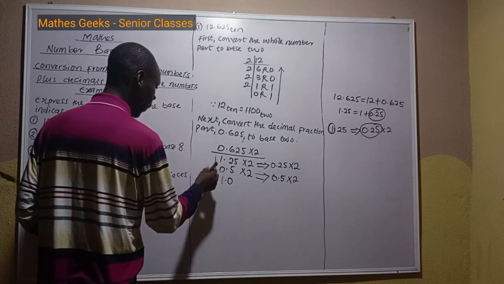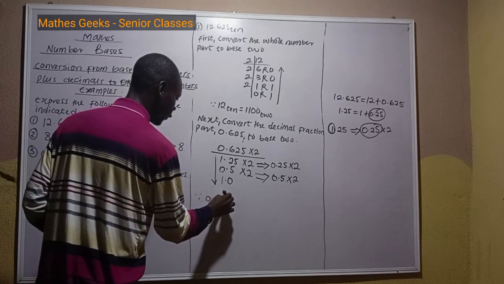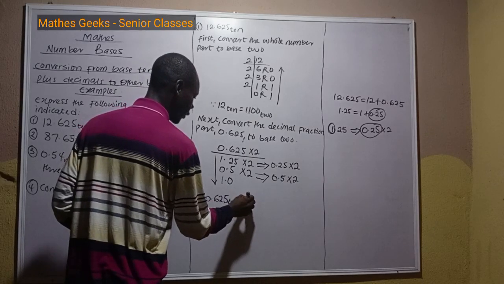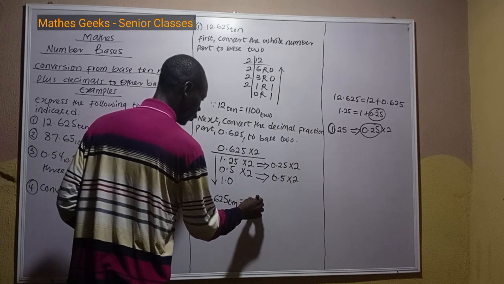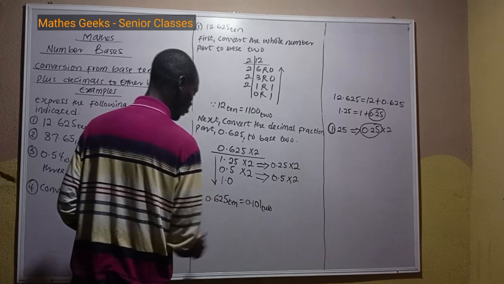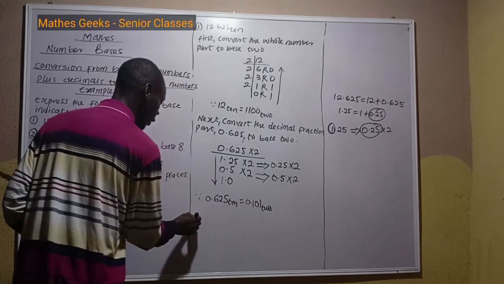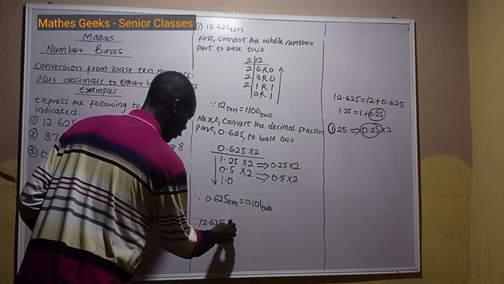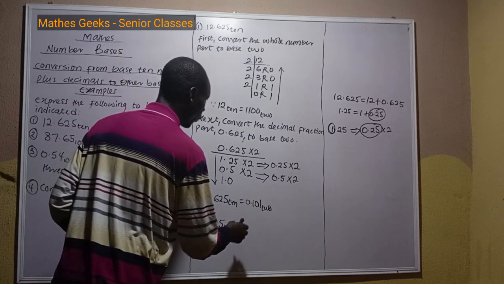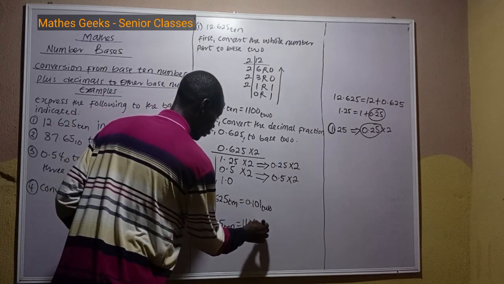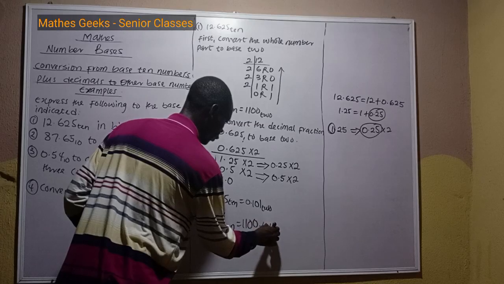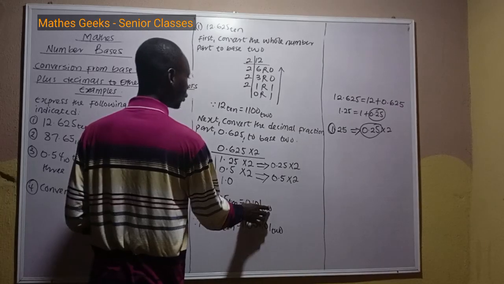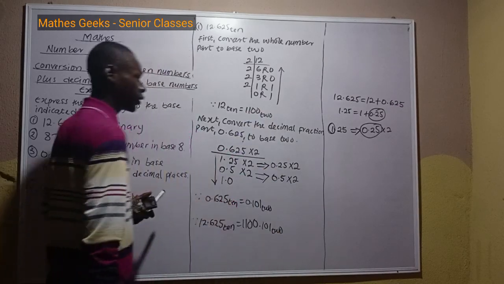So therefore, 0.625 base 10 is equal to 0.101 base 2. Now that we've gotten the fractional part, we say therefore 12.625 base 10 is equal to 1110.101 base 2. So just add this to this, and we get our answer.